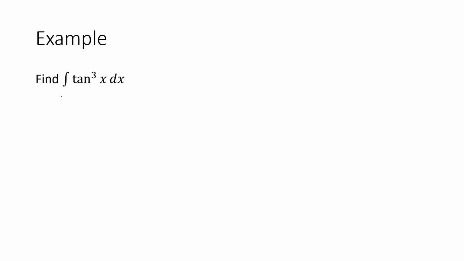So instead what we could do is something maybe a little bit more similar to the case when we had an odd power of sine or cosine, where I'll split up the cube here and write it as tan squared x times tan x. And after doing that, I notice that we can use an identity here to rewrite tan squared as secant squared minus 1.